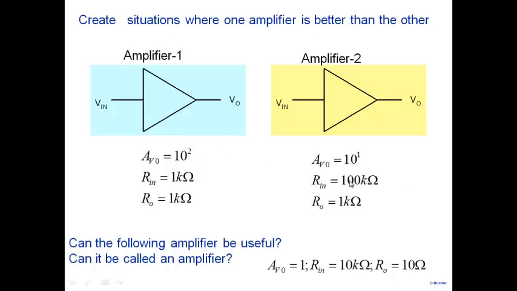Because remember, as an application, you're not just interested in V0 by Vin. Your interest is in V0 by Vs, the actual signal voltage here. Okay? The other one is, look at this one. AV0 equal to 1, Rin equal to 10K, R0 equal to 10 ohms. Is that a useful entity? It has a voltage gain of 1, right? Is it a useful entity?